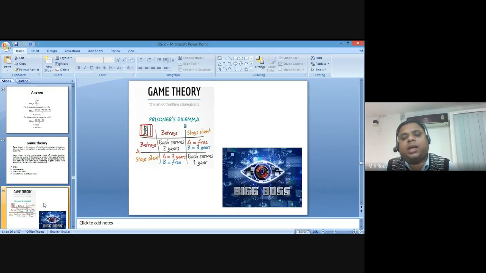So here is a typical example of prisoner's dilemma. In that case, suppose there are 2 players there. One is A, another is B. Suppose they are interrogated by a particular authority. They commit different kinds of crimes, for example. That's why the term came in case of prisoner's dilemma. So in that case, suppose A betrays B. In that case, each serves 2 years.